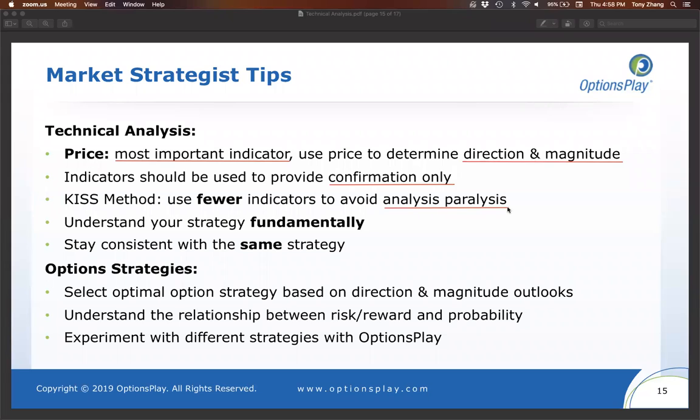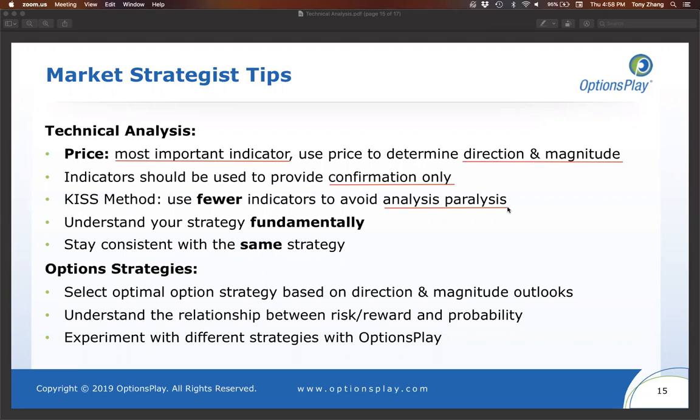And the only way to prevent that is to use fewer indicators. Use one trend indicator, use one momentum indicator, and that's really all you need. And if you have a price indicator and you have price on top of that, in my opinion, that's really all you need to do technical analysis.